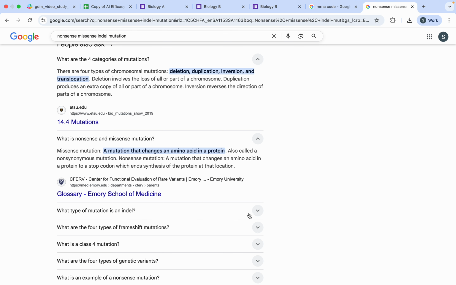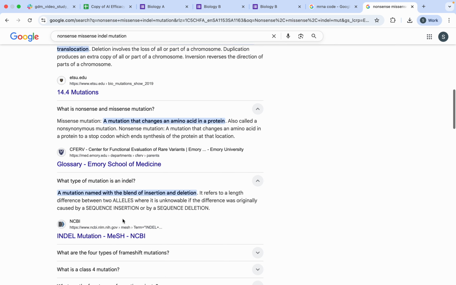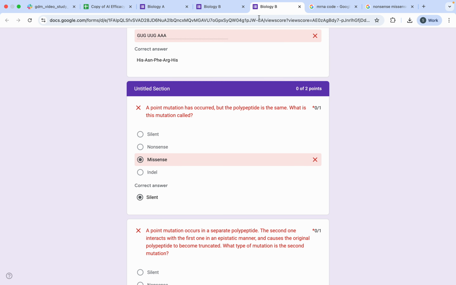And what type of mutation is indel? Okay, indel means the mutation named with the blend of insertion and deletion. It refers to a length difference between two alleles where it is unknowable if the difference was originally caused by the sequence insertion or the sequence deletion. So it is actually a combination of this insertion and deletion. Okay, so here our answer is silent because a point mutation has occurred but the polypeptide is same, which means it is a silent mutation.